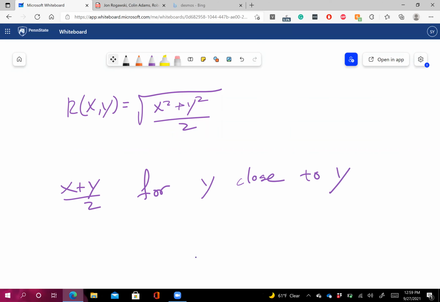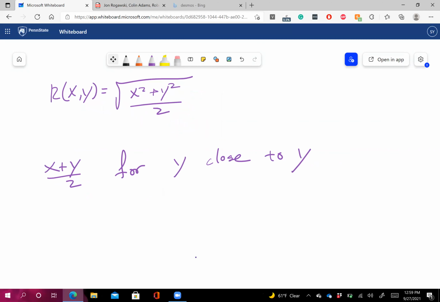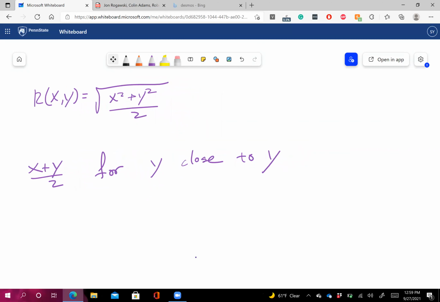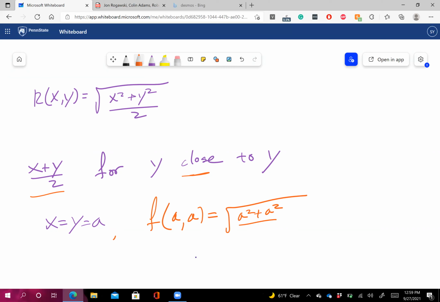So how do we do this? Well, we need to find, so let's first imagine that the 2 points are the same. X is equal to y is equal to a, because we want them to be close. So we want to show when they're close to each other, we get that this is a good approximation. So then we need f of a comma a, which is going to be equal to the square root of a squared plus a squared over 2, which is going to be equal to a.